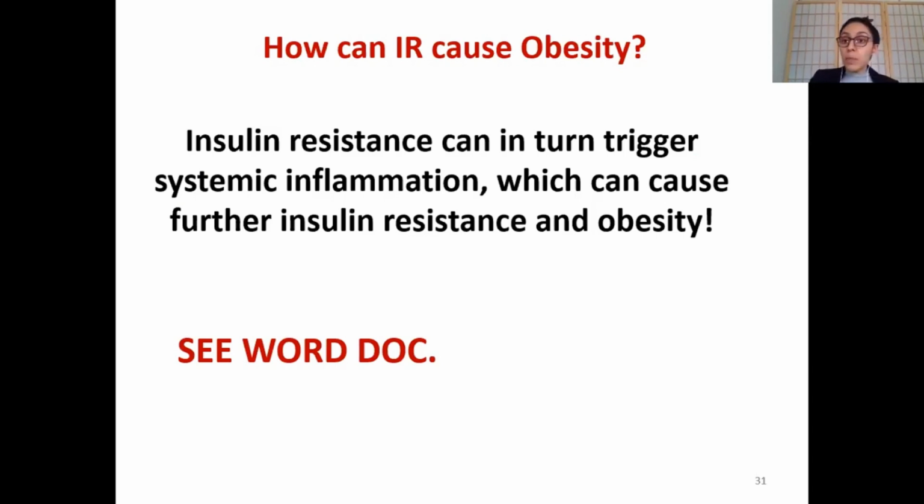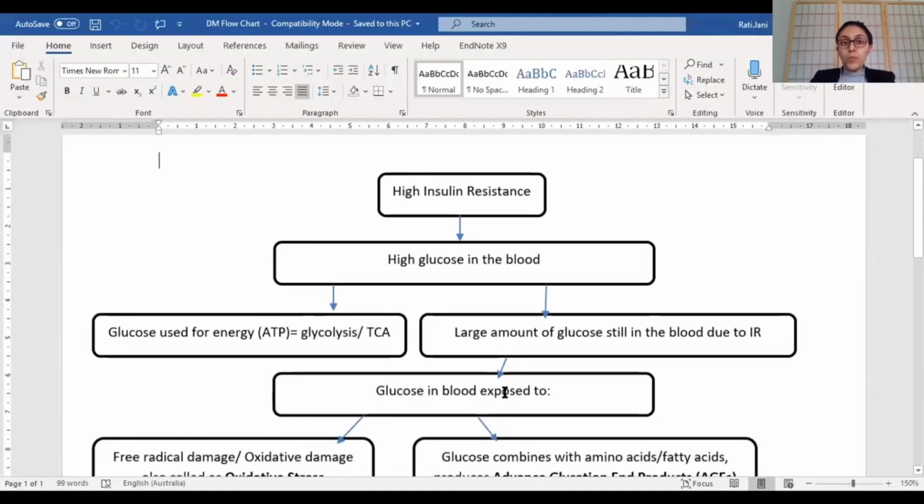Now, this mechanism is a bit longer. I could not fit it in the PowerPoint, and therefore I'm sharing it as a Word document. So let me just share it with you. I'll share the Word document now. Yes, I hope you can see this. So rest assured, all of this is available on your Canvas.